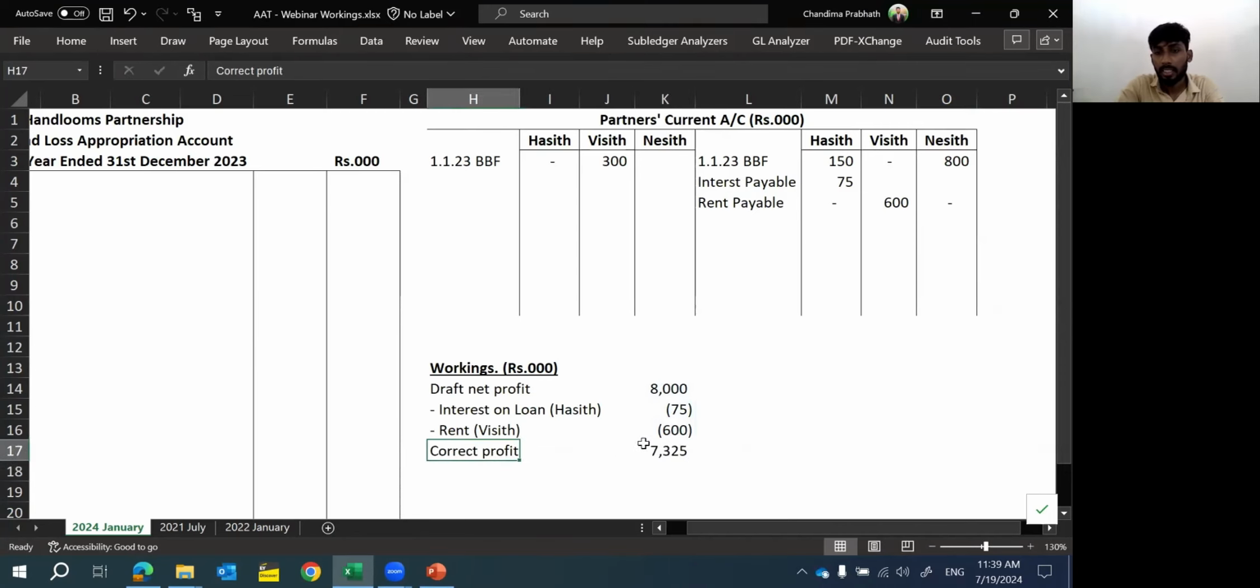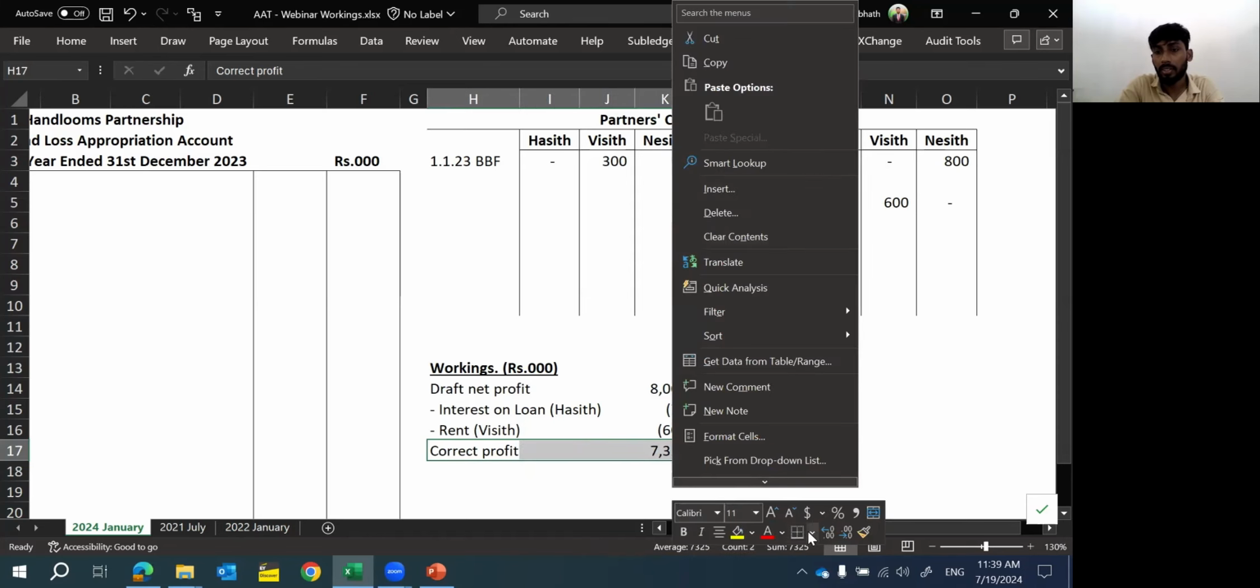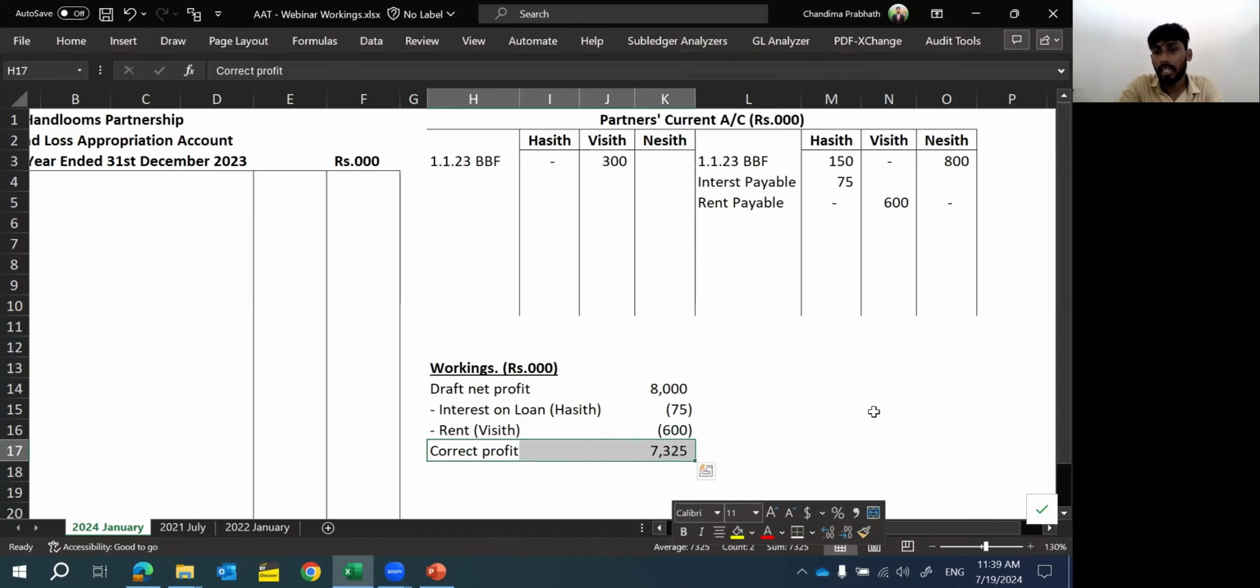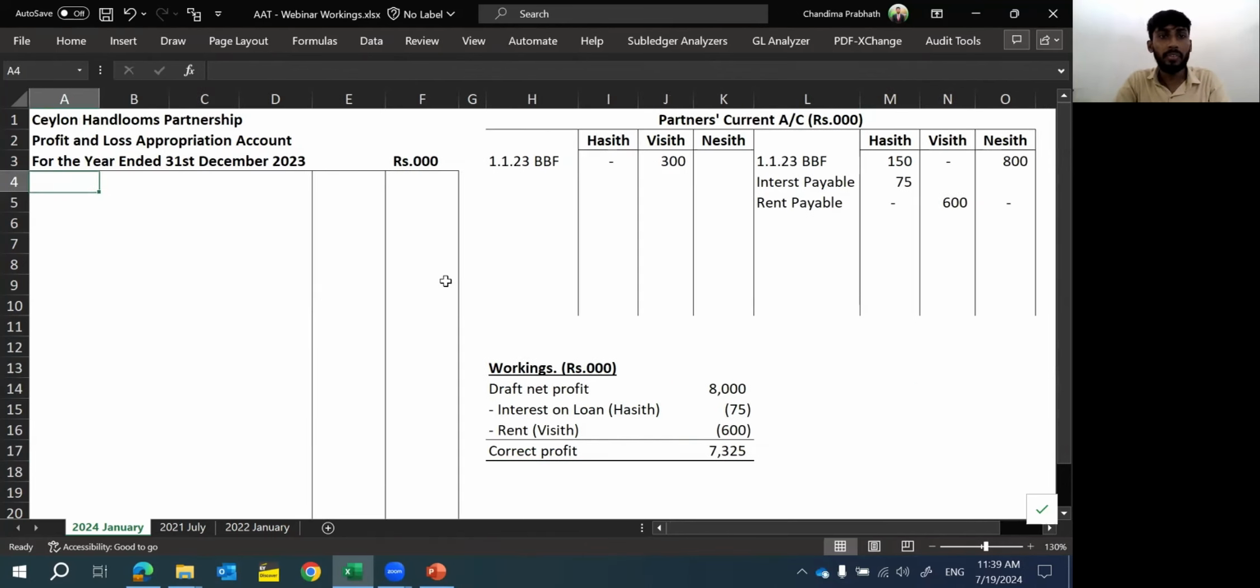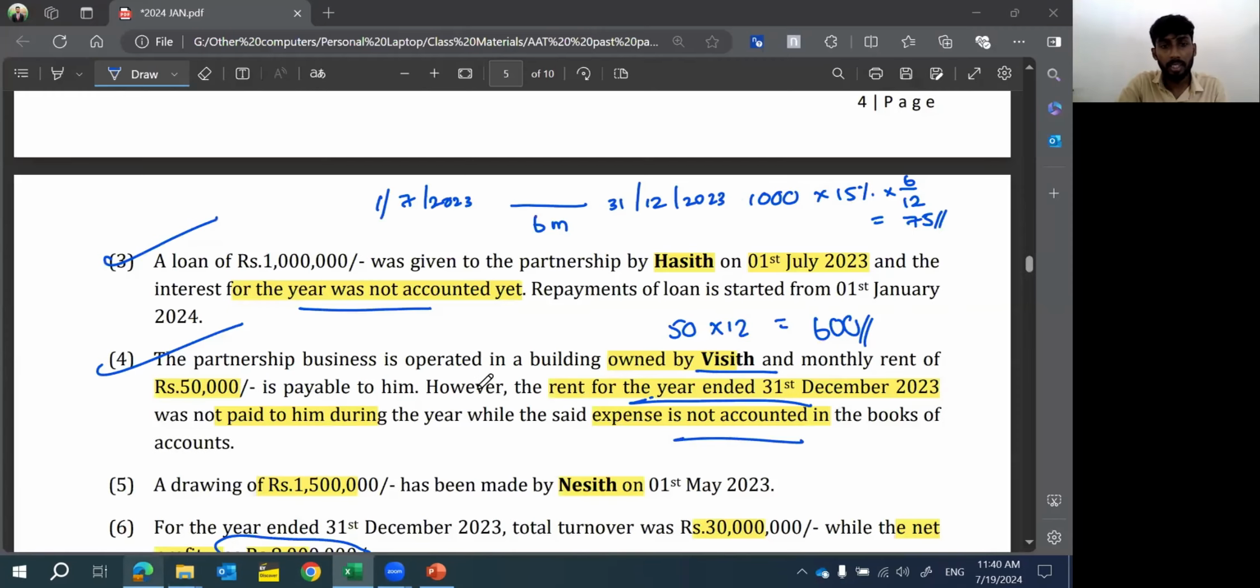It is 7,325. So here I am going to the profit or loss appropriation account. Net profit for the year. Now we are taking the correct one. We need to appropriate the correct profit. Okay, great. Now I'm moving back to the question.